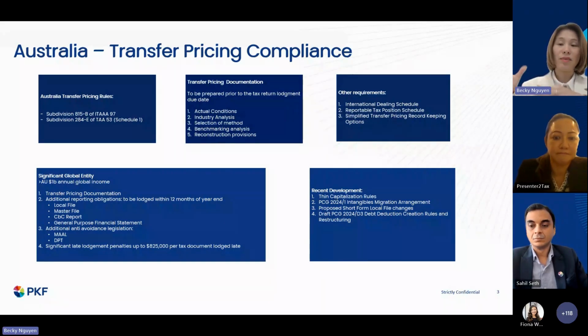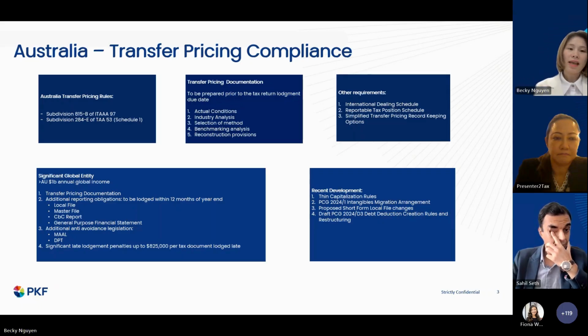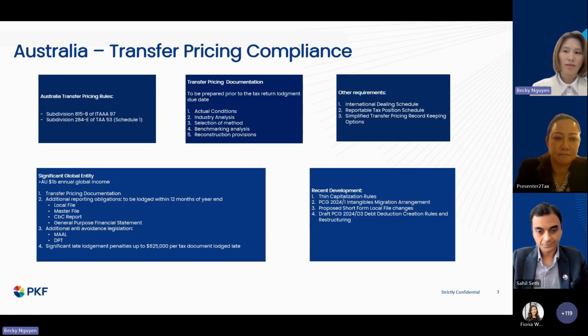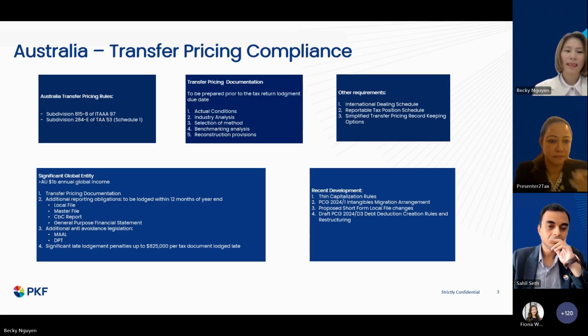These rules and documentation requirements target any entities that have international related party dealings. For entities that are significant global entities, SGEs, which have global annual income over $1 billion, they are expected to prepare and lodge additional reporting obligations. Those are the local file, master file, and country-by-country report or report notifications. Those obligations are required to be lodged within 12 months of the year end.